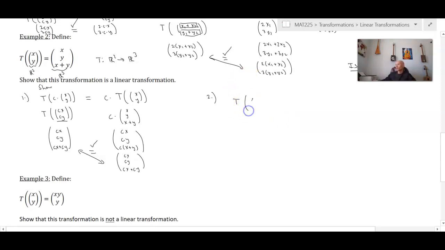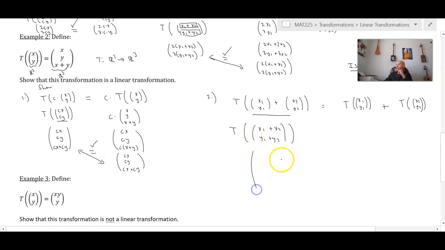So if I transform the sum of two vectors, in other words, if I add them first and then transform them, I should get the same answer as if I transform the first, transform the second, and then add them together. So let's see if that happens. So first sum, this will give me the transformation of x1 plus x2, y1 plus y2. And now if I transform that, let's just follow the rules of the transformation here carefully. Leave the top components the same as the original top components, x1 plus x2, y1 plus y2. And then the third component will be the sum of the two components that we have. So the sum of x1 plus x2 plus y1 plus y2.